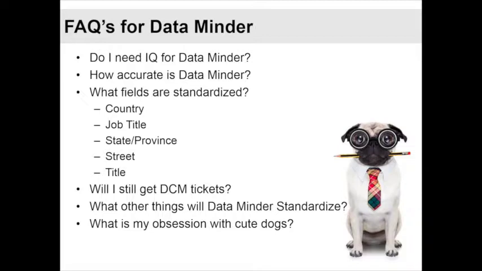How accurate is it? DataMiner is only as accurate as the rules you put in place. So if you put CE in there and you want to change it to Chief Executive Officer, you've got to make sure you've got your if, then, else set up, and it's a really simple process. What are the fields that we standardize? We already talked about this, but we'll recap them here: country, job title, state, province, street, and title.